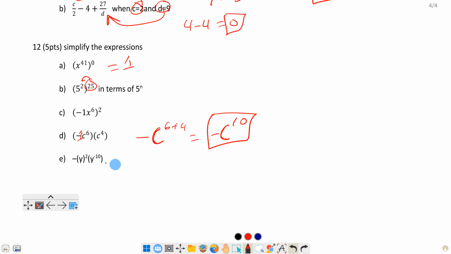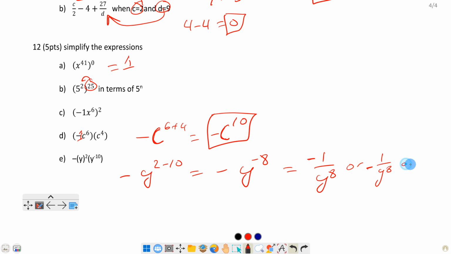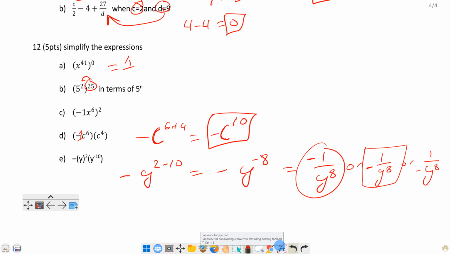Same thing here. Don't get confused with that negative. Just keep the negative. Negative y to the 2 minus 10, which is going to be negative y to the negative 8, which is going to be equal to 1 over y to the 8. And you can have the negative there, or you can have it out front, or you can have it on the bottom. It does not matter where you put it. I like it out front, but you can have it up top if you want to. It works just fine. And then that's that.